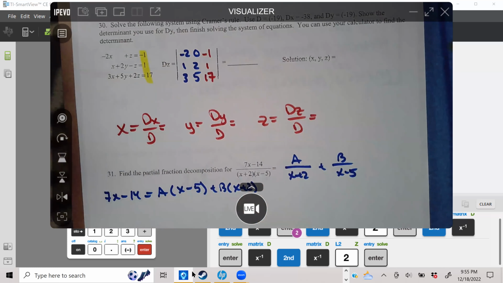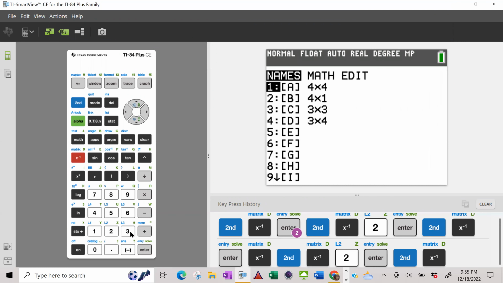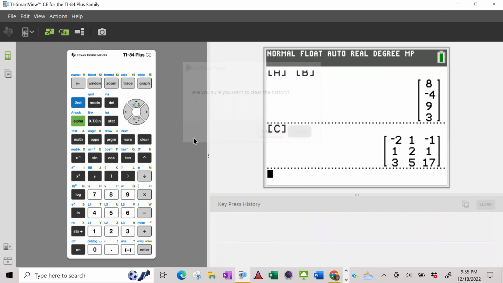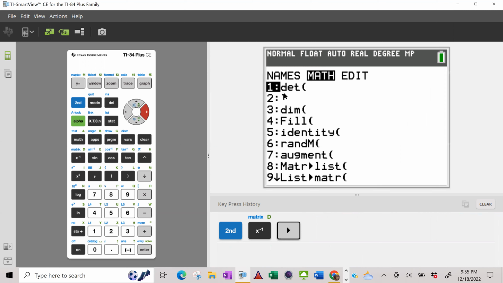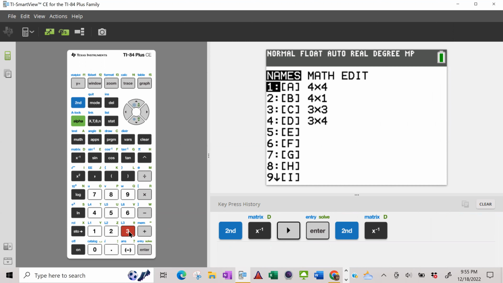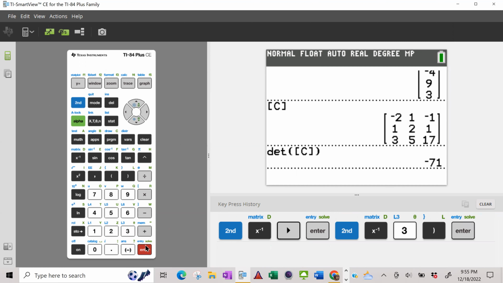As far as calculating the determinant of that goes, let's again do that on our graphing calculator. So matrix C should already be in there. Let's take a quick look. Looking good. Now I want the determinant of that matrix. So go to the matrix menu, second X inverse, go over to math. The first operation there is what we want. You have to tell it you want the determinant of matrix C. So back to the matrix menu again. This time we want the determinant of matrix C. And bam, -71. That doesn't look right.